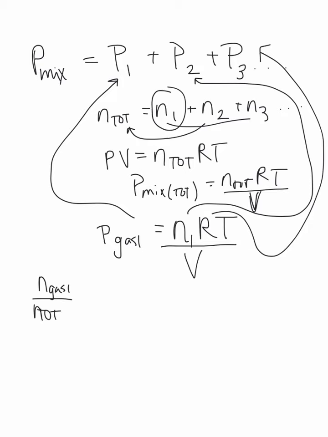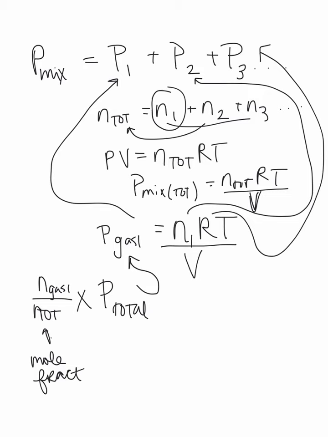What we can do is take the moles of our individual gas, in this case gas 1, divided by the total number of moles, and this would give us the mole fraction. So once we have the mole fraction, we would multiply the mole fraction by our total pressure, and that would be another way of getting us to the partial pressure of gas 1.